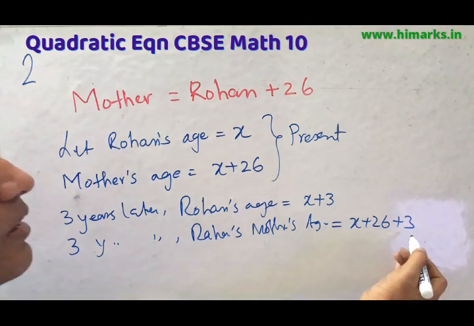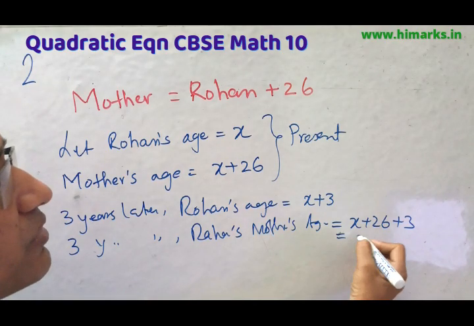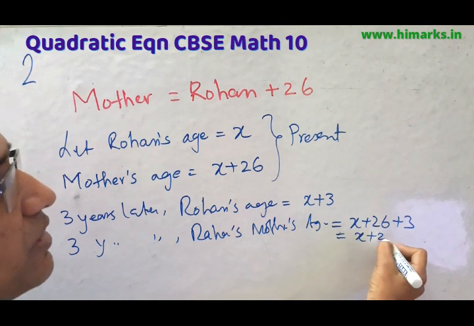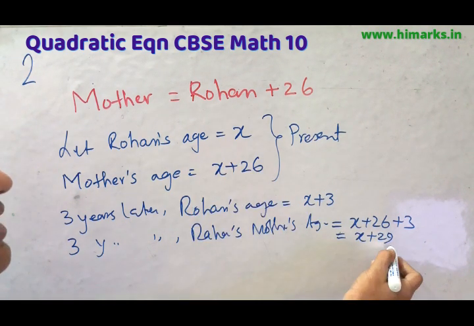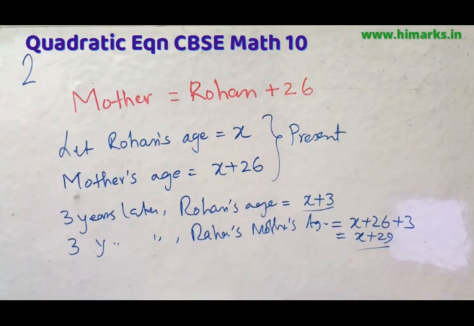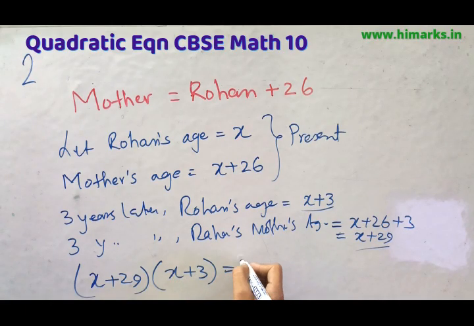So mother's age is x plus 29, that is 26 plus 3. So if you multiply this age and this age, that will be 360. So put this condition in a mathematical way: Rohan's mother's age is x plus 29 and Rohan's is x plus 3, that will be 360. This is the condition put in a mathematical format.